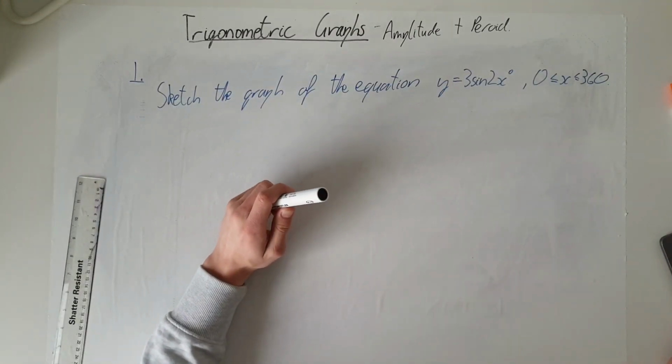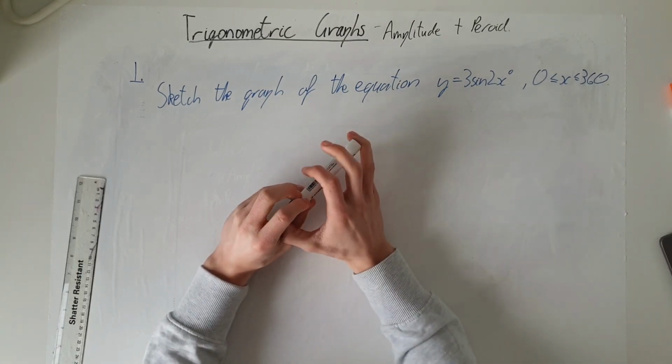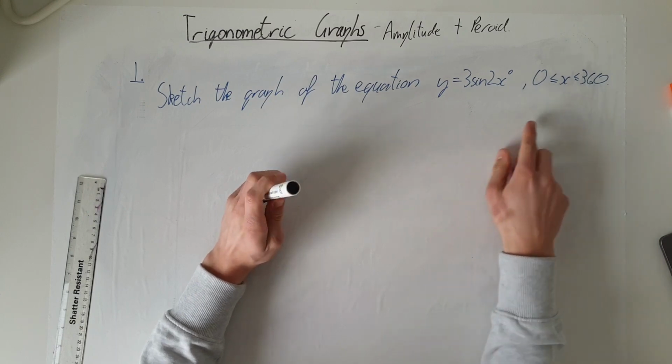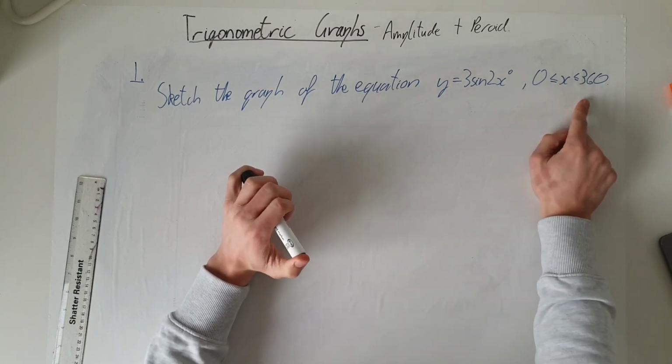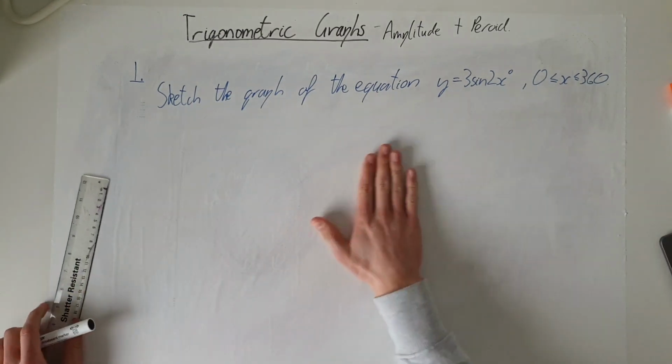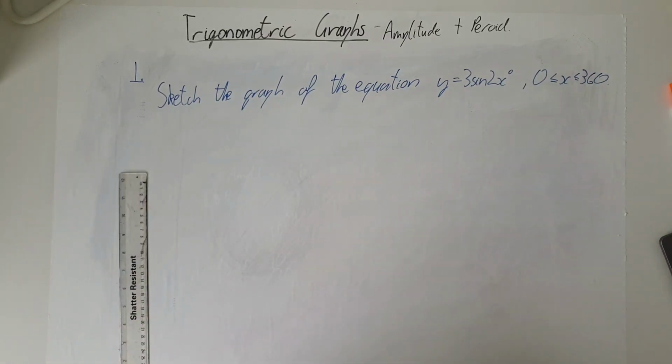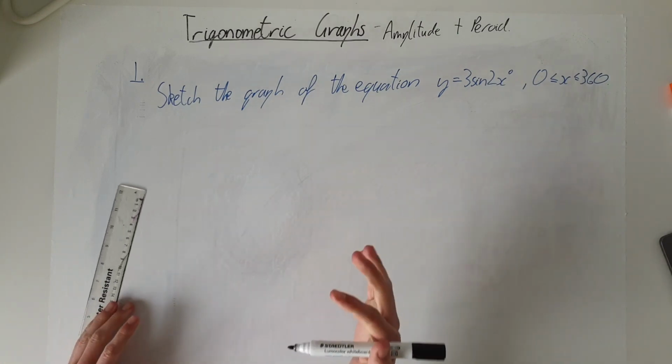Right, so taking a look at our first example, sketch the graph of the equation y is equal to 3 sine 2x, and it wants us to sketch the graph between 0 and 360. So this is where the method I was showing you in the other lessons really comes into its own and illustrates why it's good to do it this way.